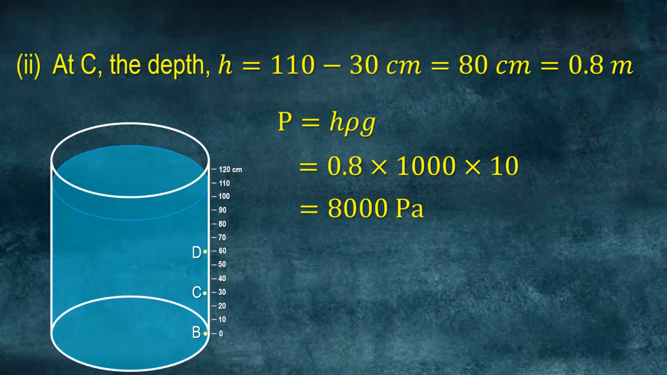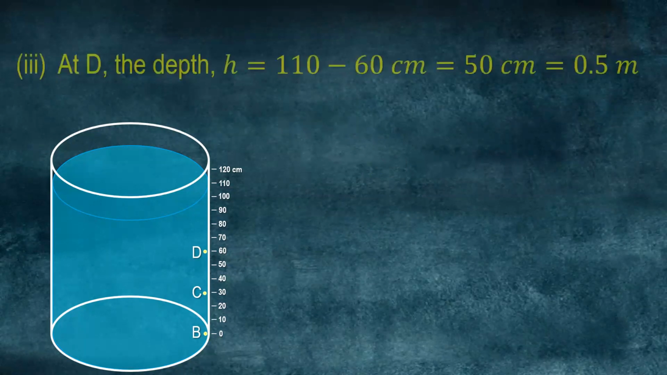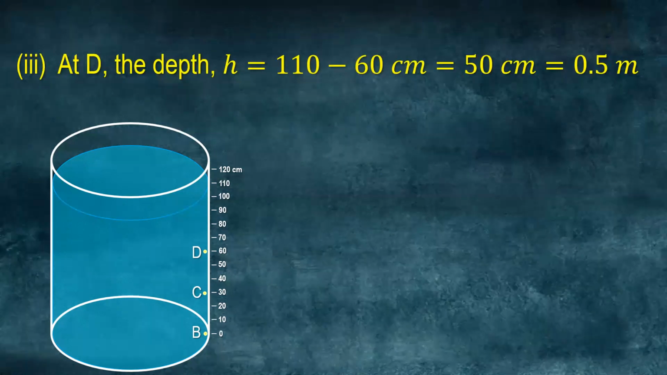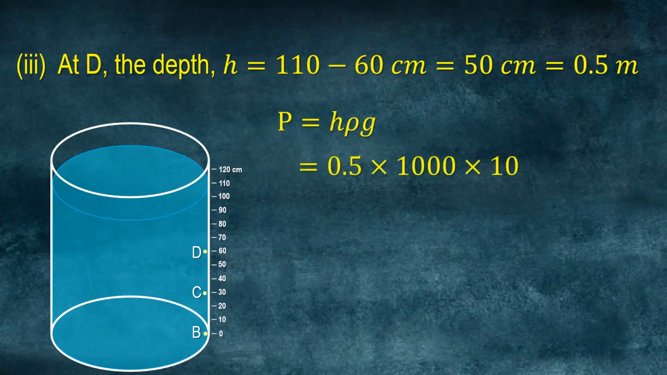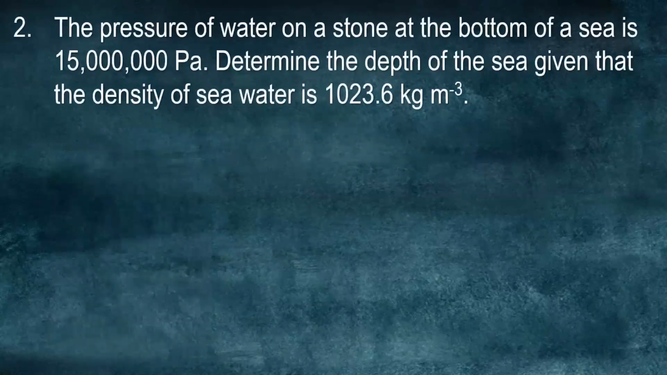And then if you take it further and you look at Roman 3, at D, the depth, we got 50 centimeters, which is the same as 0.5 meters. And if you substitute in our formula, P equals H rho G, we're going to end up with 0.5 times 1,000 times 10, giving us 5,000 pascals. Now, number two.